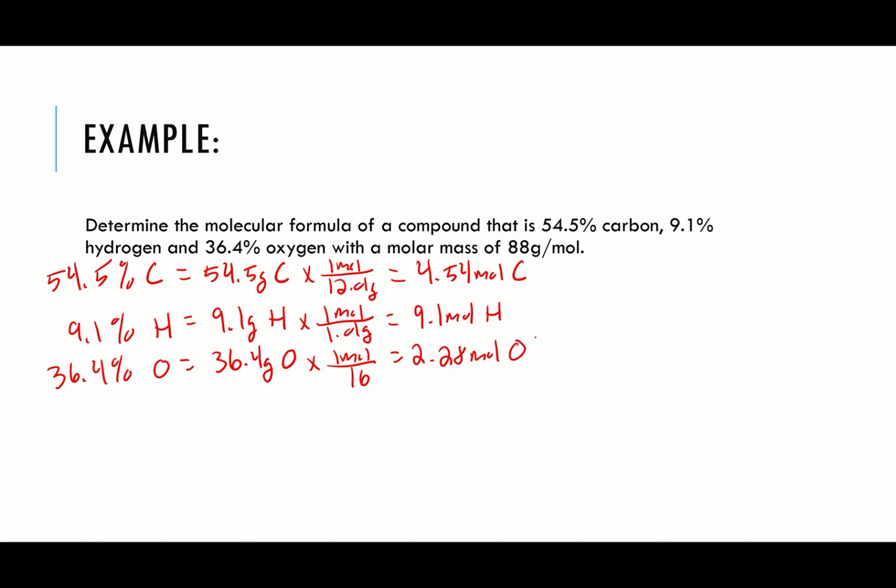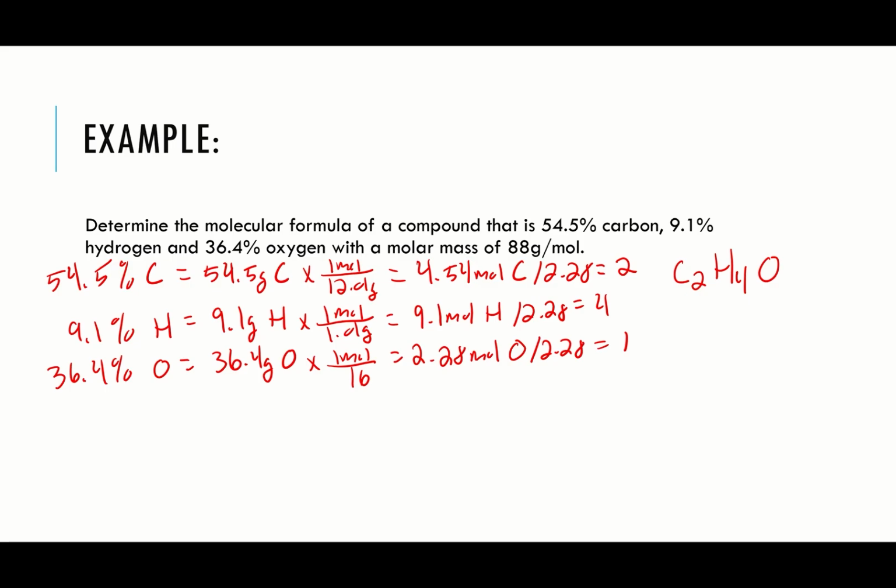Now we're going to divide these by the smallest, divide them by 2.28. And we're going to try to round to a whole number or something that we can multiply with. So this will come to 2, 4, and 1. So right now, our empirical formula is looking like C2H4O. So we can see that this is the simplified formula of 2, 4, and 1. Now, this may not be the true formula of the compound, but rather a reduced version of it.